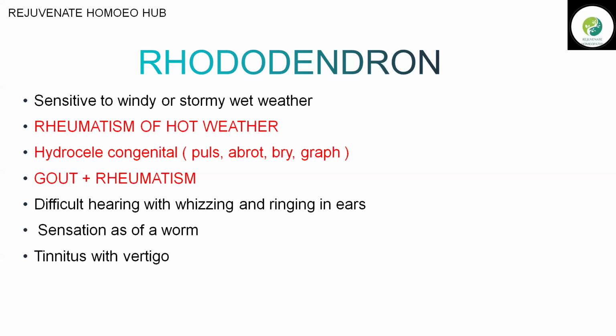Gouty with rheumatism. Patak has given only a single rubric. Gouty with rheumatism is rhododendron. Difficult hearing with wheezing and ringing in ears. Sensation as if of warm. Tinnitus with vertigo is rhododendron.